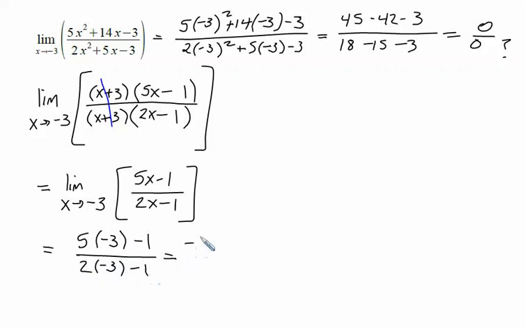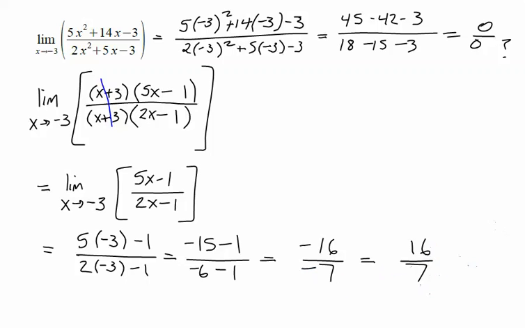Up top we'll have negative 15 minus 1. In the denominator we have negative 6 minus 1. This looks like it's going to be a negative 16 over a negative 7, which means overall our limit would be equal to a positive 16/7.